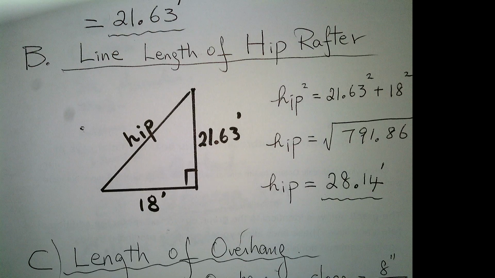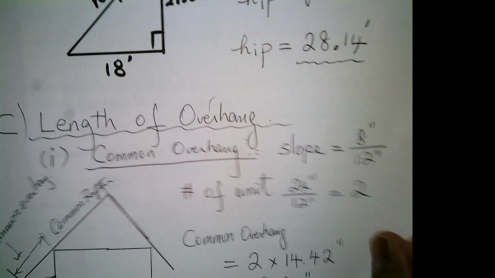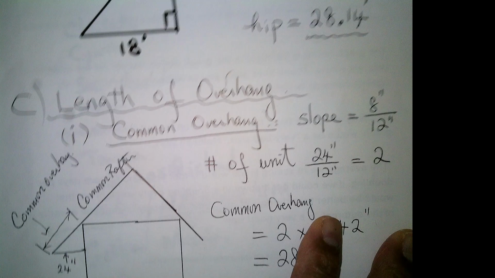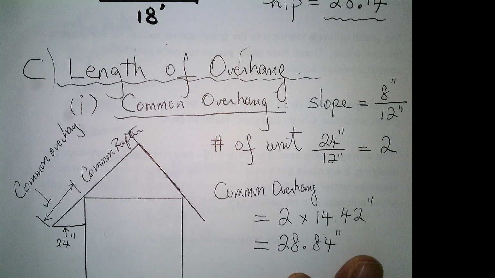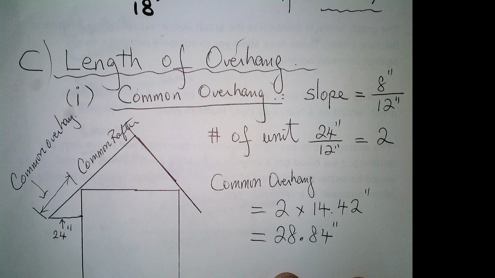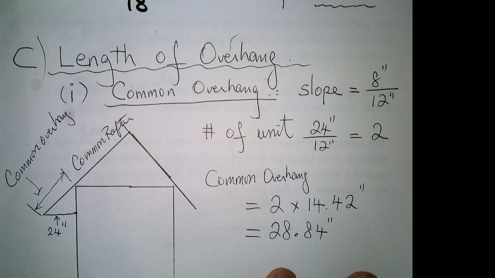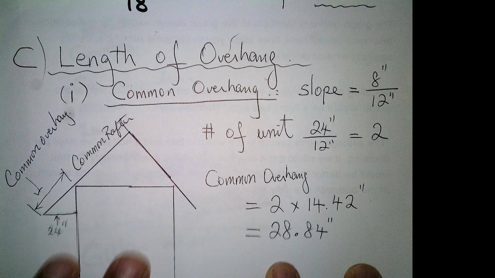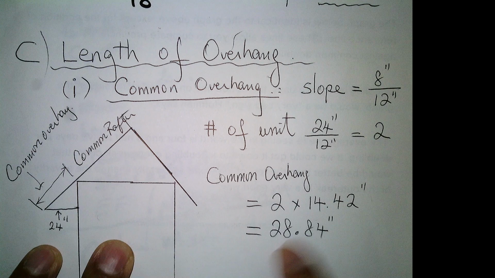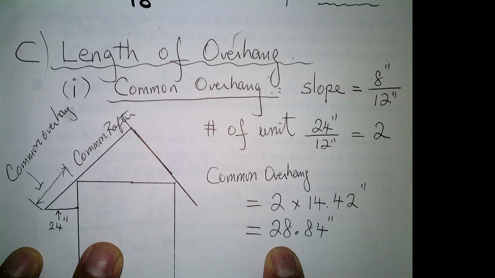Okay, so C, the length of overhang. The projection is 24 inches, which is double the run of the slope, 12 inches by 2. So I multiply the hypotenuse of the slope by 2. That would give you the length of the common overhang, 28.84 inches.